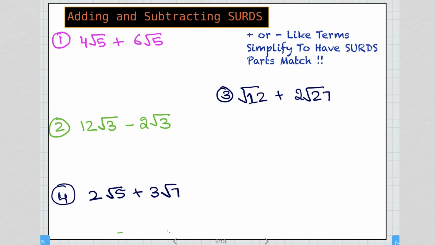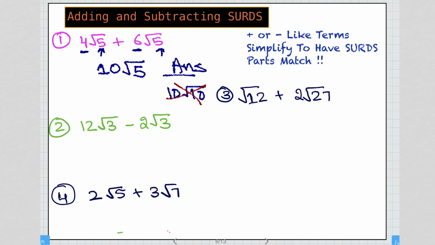Like 4 root 5 plus 6 root 3. The parts you need to add are 4 and 6. You're not going to do anything with the root 5. So 4 plus 6 is 10, and then we write root 5 as it is. So that would be our answer. We don't write it as 10 root 10. No, that would be wrong.